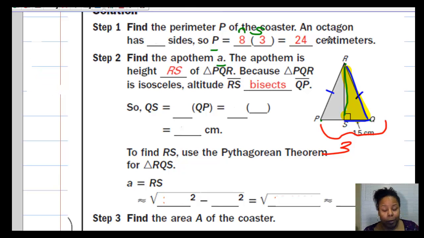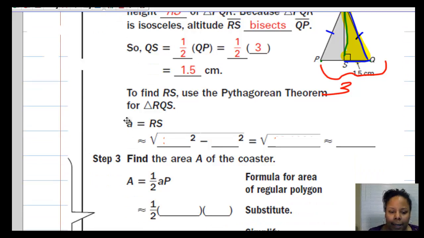And RS bisects QP because it's isosceles. And to figure out QS, we know that's half of the side length of the entire polygon, so that's half of 3, so that's just filling that in. So let's take a look here.